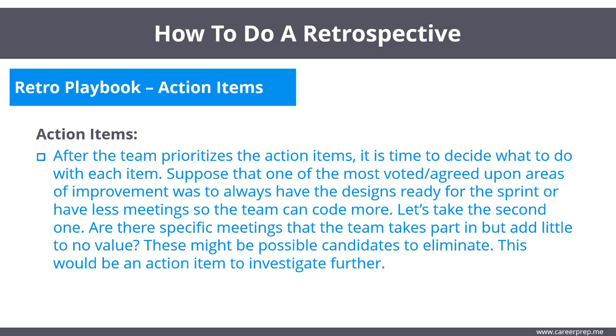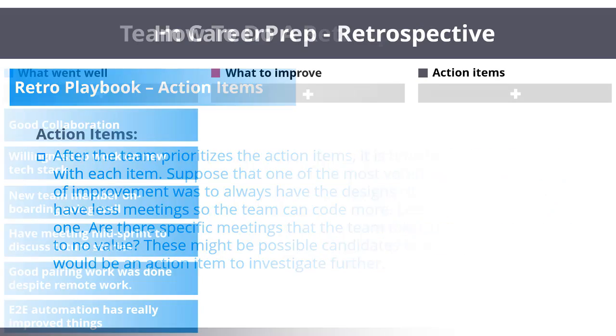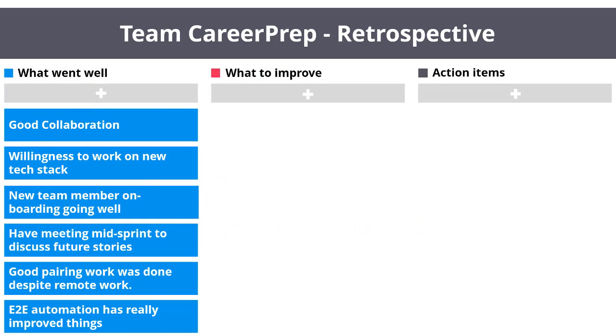Let's take the second one. Are there specific meetings that the team takes part in but had little to no value? These might be possible candidates to eliminate. This would be an action item to further investigate. Retro example. Now for a real example of each of the columns and some example sticky notes.